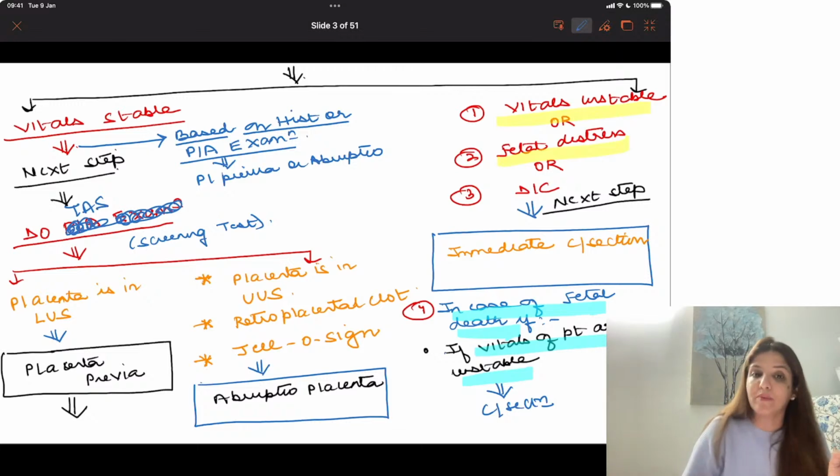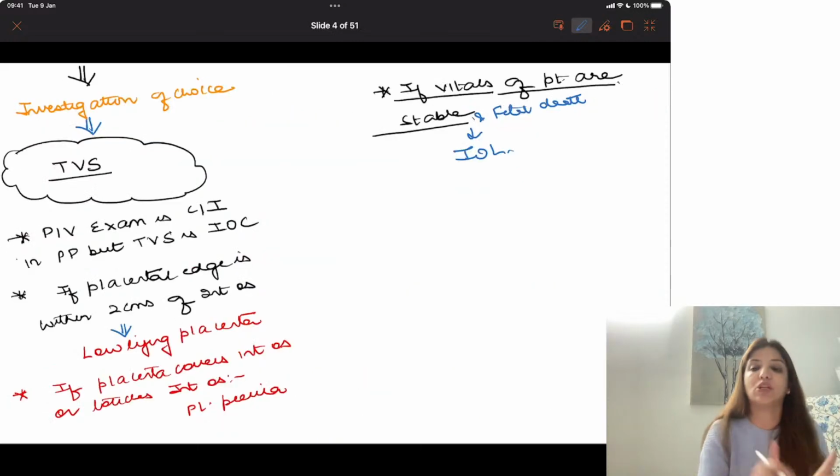In this transabdominal scan, you are going to see whether the placenta is in lower uterine segment or whether the placenta is in upper uterine segment. If placenta is in lower uterine segment, then that means I'm dealing with placenta previa. In that case, my next step becomes the investigation of choice, that is TVS.